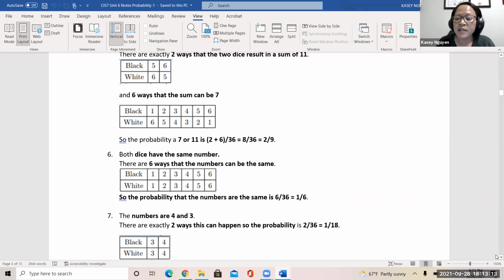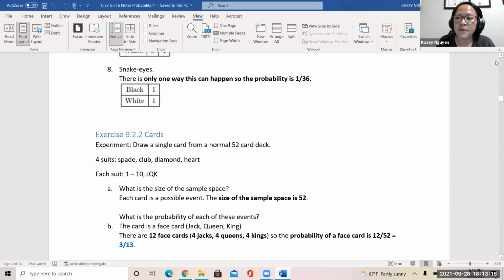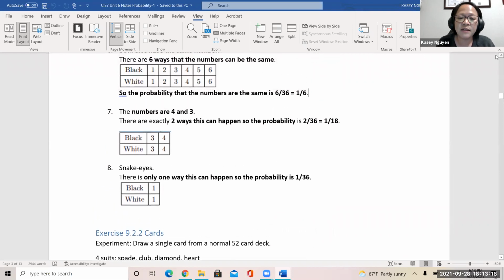Then what if I wanted to get a number 3 or a number 4? So I can get a 3 and 3 or 4 and 4. So I know that a pair of 3 and a pair of 4, that will be 2 ways. So 2 out of 36 or 1 over 18. And then snake eyes is the nickname for a pair of 1. So that will be only one pair because there's only one exact pair in the pair of dice for 1, a 1 and a 1.